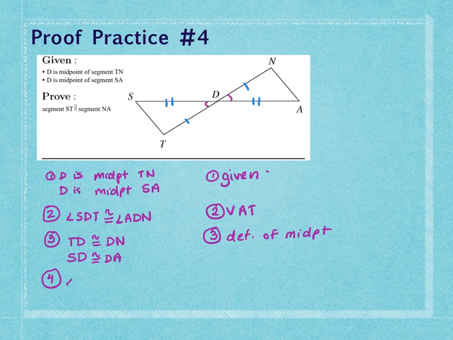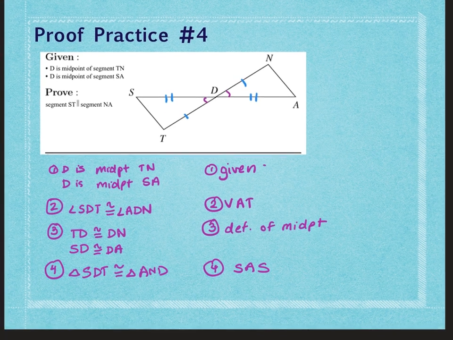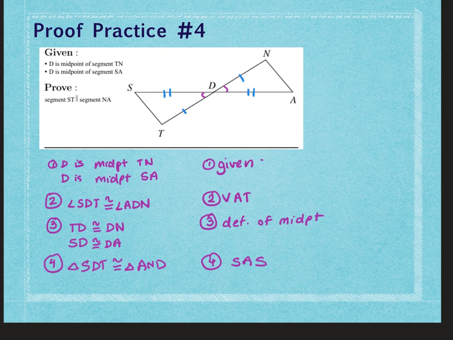Now I have two triangles that are congruent, so I can say triangle SDT is congruent to triangle AND, and that reason is side angle side. Now, if that was my proof statement, I'd stop there, but it wants me to continue to state that ST is parallel to NA.